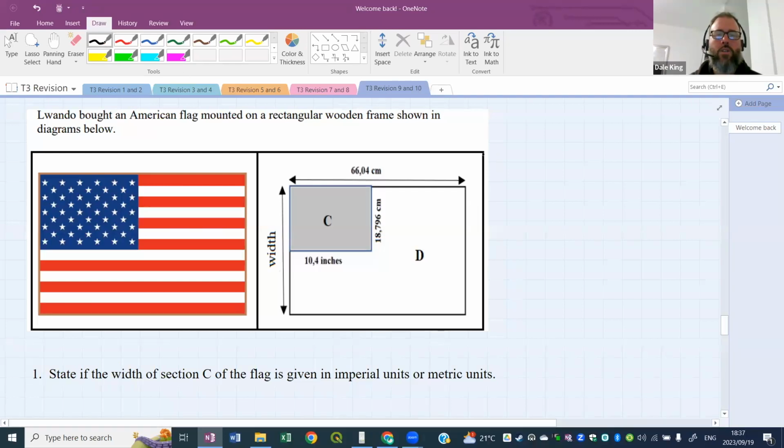The width of section C of the flag, is it in imperial units or metric units? Everyone should be typing in chat now what the answer is for question one. You guys can see it there. Everybody should be giving me the answer for this. Imperial units or metric units. This dimension here.